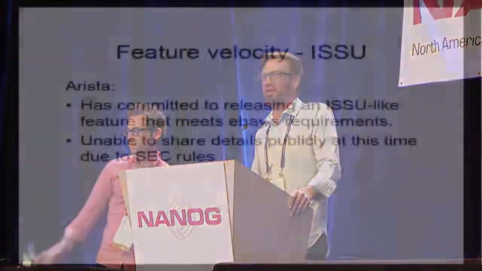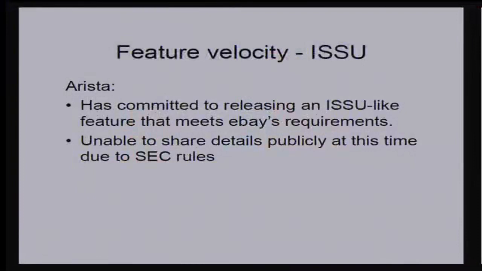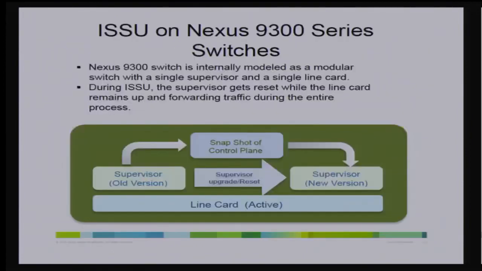All right, we were going to have a slide about Arista, but they have recently filed S1 and gone into their quiet period, so I can't make any forward-looking statements on their behalf, other than to say that they have committed to releasing a feature that will meet our requirements. Cisco is also working on ISSU for their Nexus 9K series switches. It's a very similar approach to the Juniper one. They'll spin up a new hypervisor and hand off to it. Not a lot more to say about that.